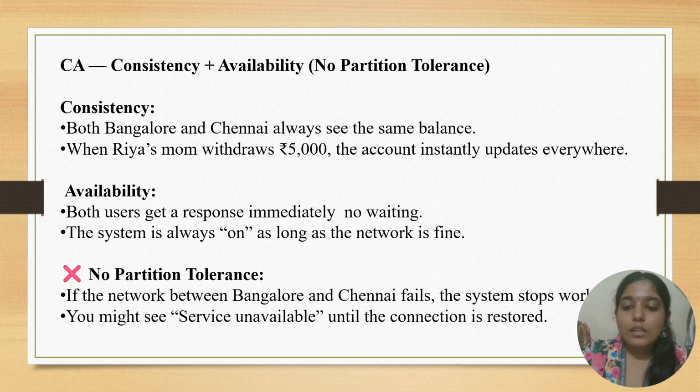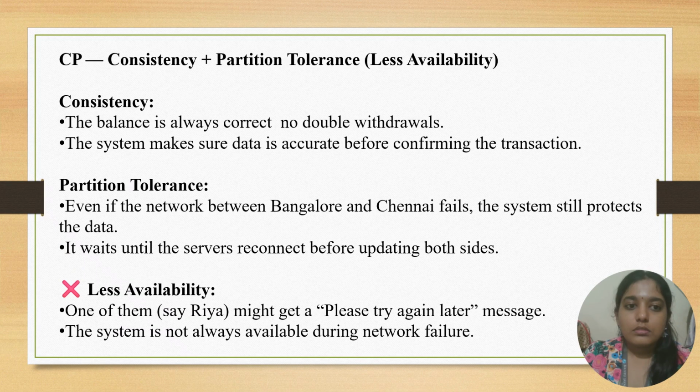So since we are using consistency and availability here, partition tolerance will not be there. So if the network between Bangalore and Chennai fails, the system stops working and you might see service unavailable until the connection is restored. Next one is consistency plus partition tolerance.